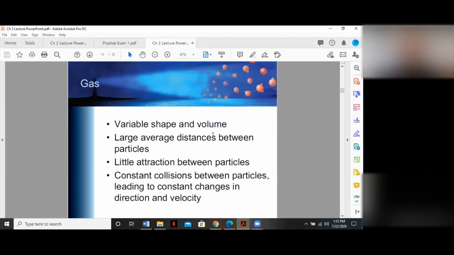Moving on to the gaseous phase. In gaseous matter, the spaces between the particles are huge. And the reason behind that is the weak attraction between the particles. So a large distance between particles and little attraction between them gives the gaseous matter variable shape and variable volume. It's like when you have a balloon. You fill up the balloon with helium. You take that helium and you deliver it into a container. That container could be a rectangular container.